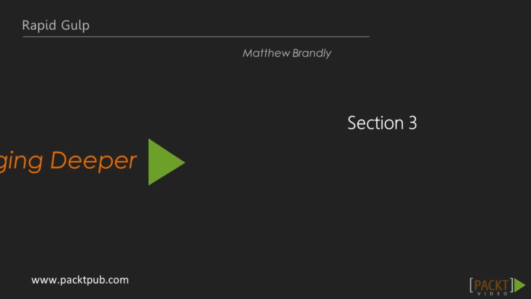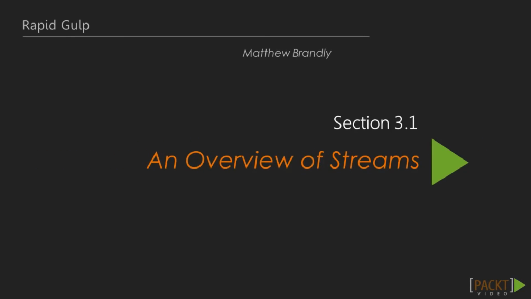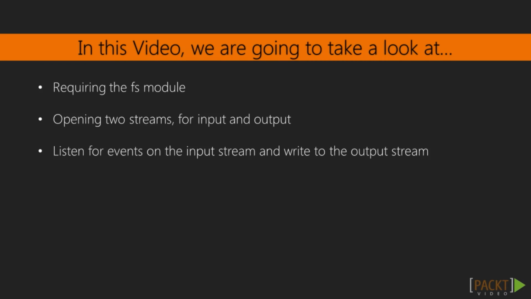Now that we've seen a number of common uses for Gulp, let's dig a bit deeper into how Gulp actually works. In this section, we'll talk more about streams, which is how data flows through Gulp. We'll take a look at the FS module, which lets us interact with the file system. We'll see how to open streams both for input and output, and we'll listen for data from the input stream so that we can write to the output stream.